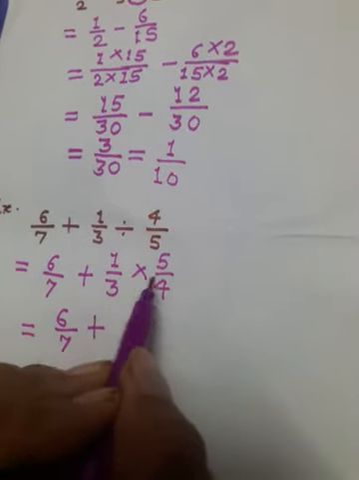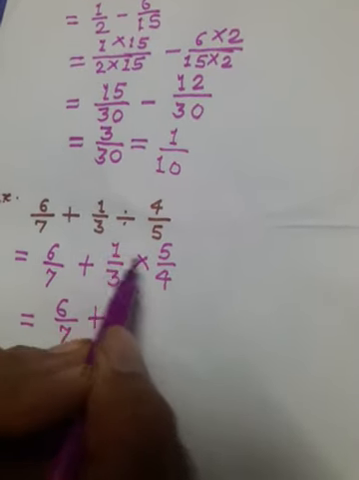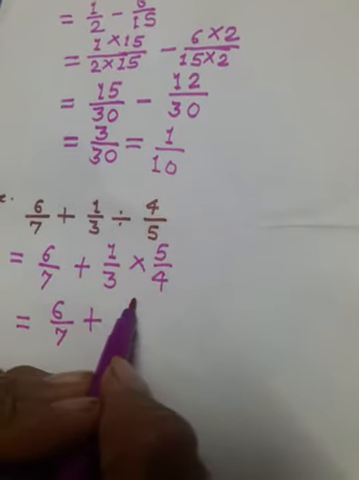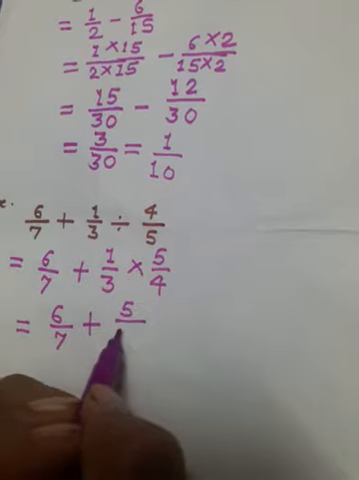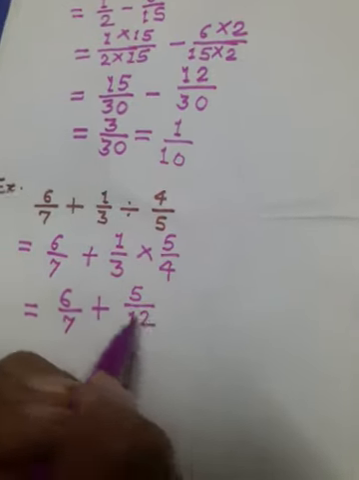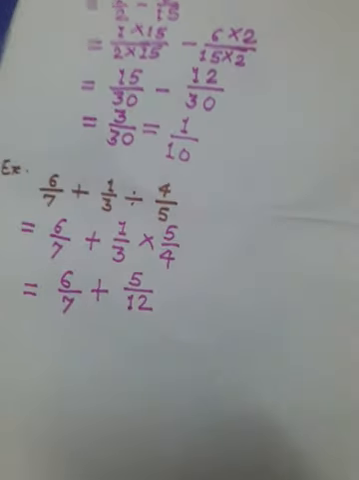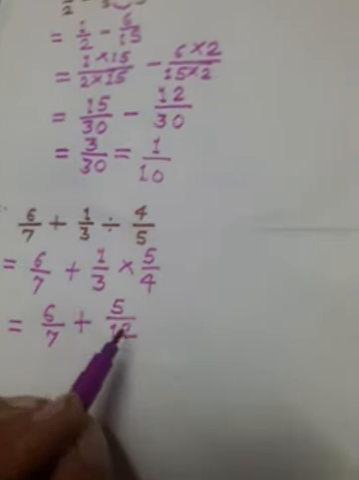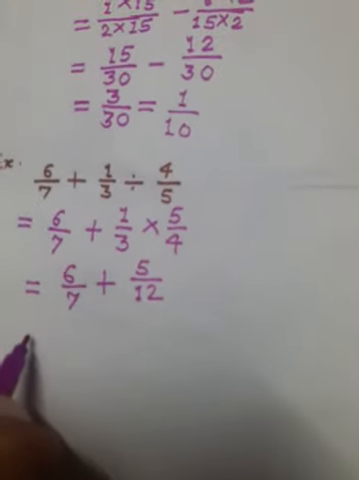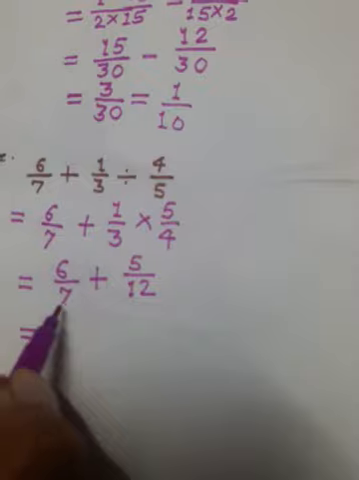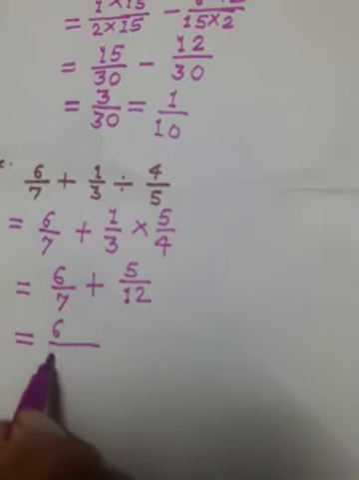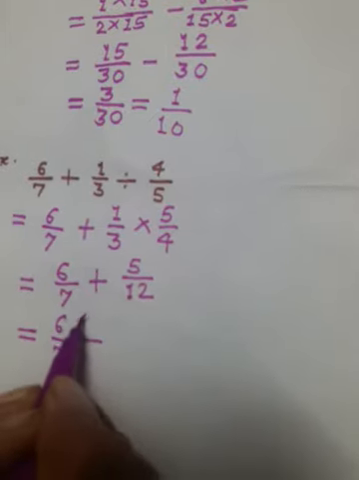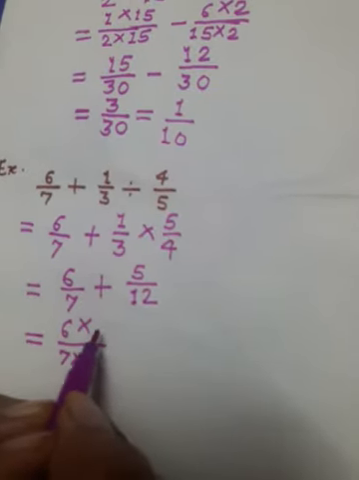6 upon 7 plus, which remains the same, multiplication 1 upon 3 into 5 upon 4. 1 into 5, 5 ones are 5 upon 3 into 4, 4 threes are 12. Now here is the addition between 6 upon 7 and 5 upon 12. We know both the fractions are unlike fractions, therefore we will multiply both the numerator and the denominator of each fraction by the denominator of the other.